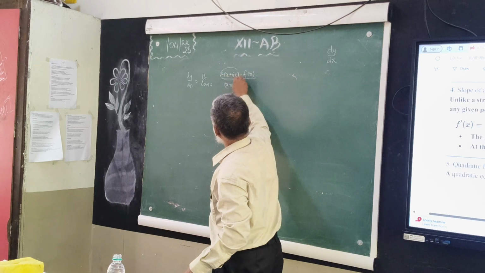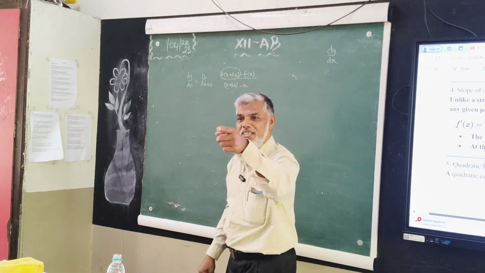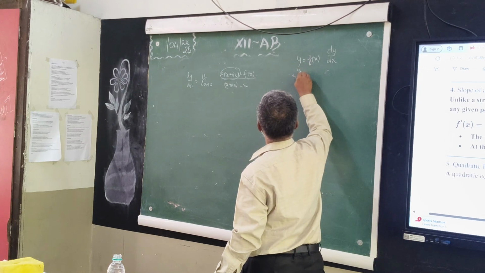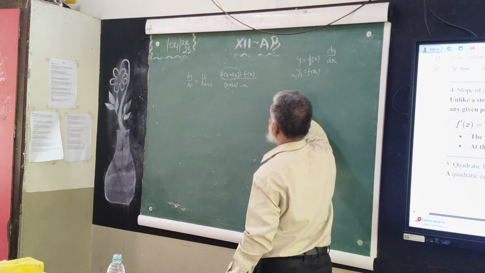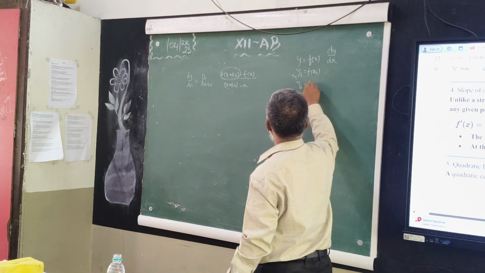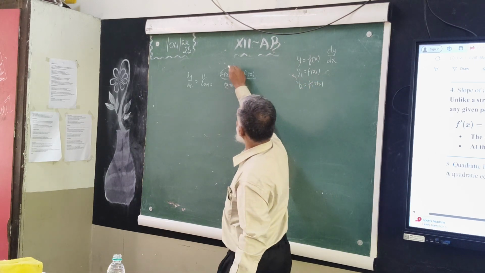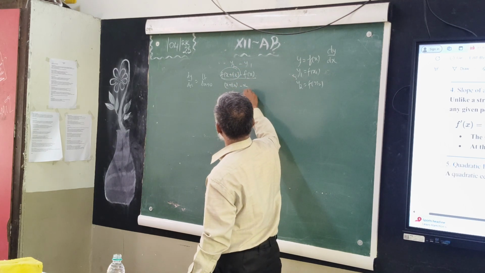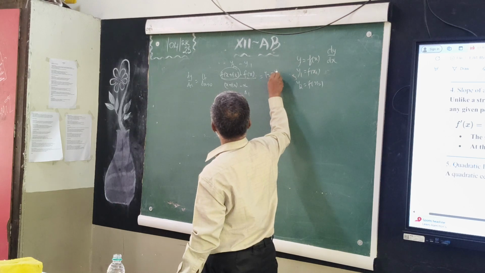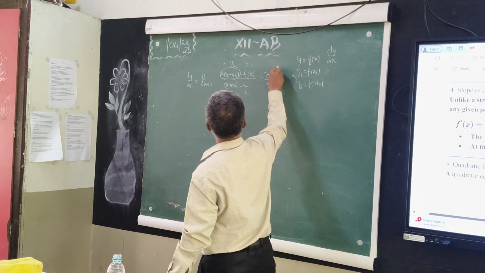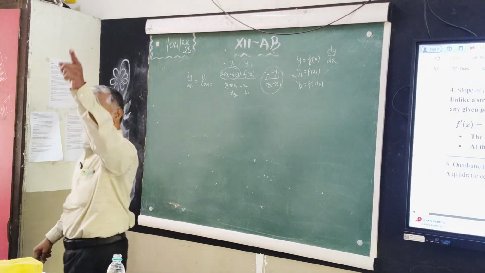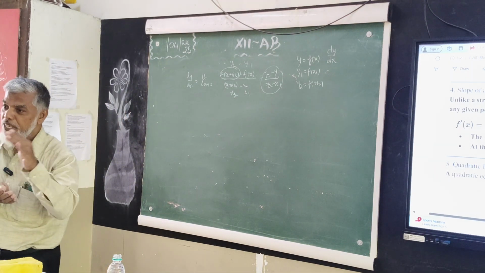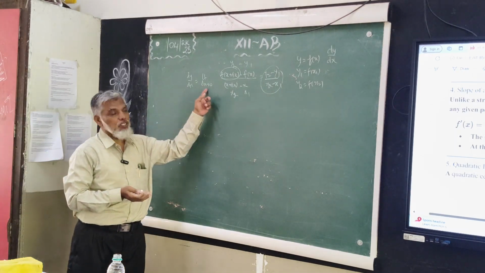Now, y equal to f of x. Therefore, what is y1? f of x1. What is y2? f of x2. This is your y2, this is your y1, this is your x1, x2. So it is nothing but y2 minus y1 by x2 minus x1. What is this one? The slope formula. But I told you it is the slope of the tangent. Why is it a tangent? Because delta x tends to 0.